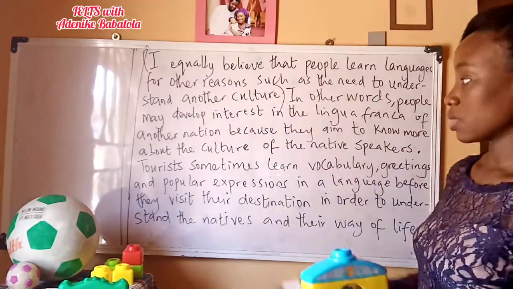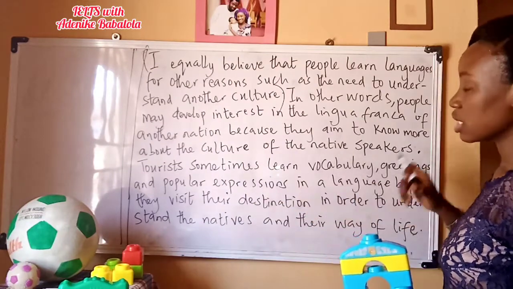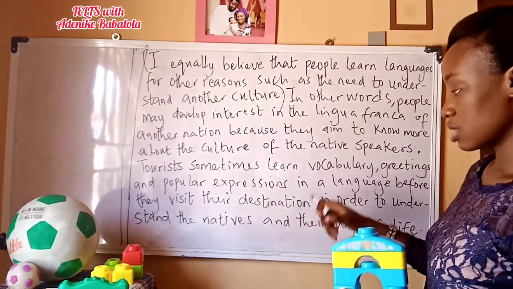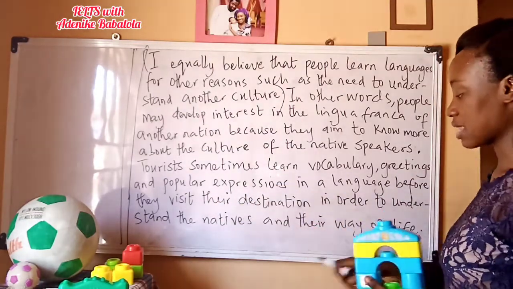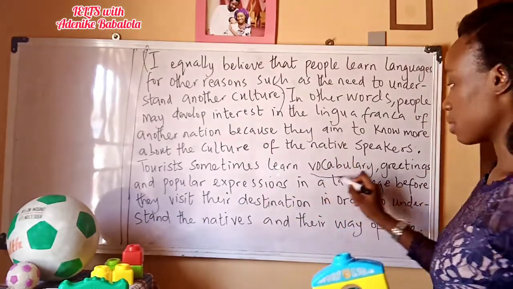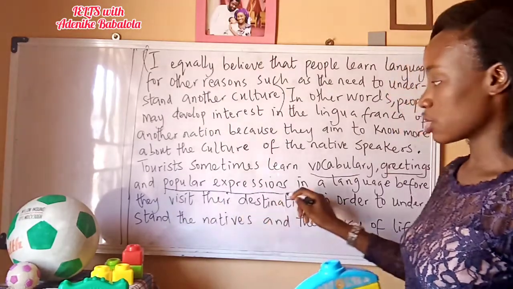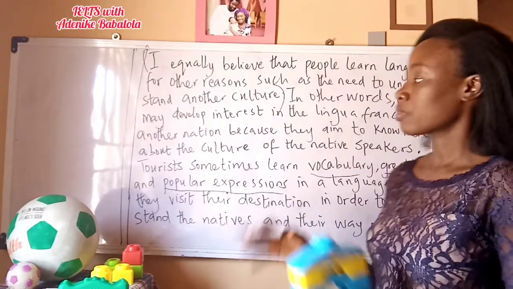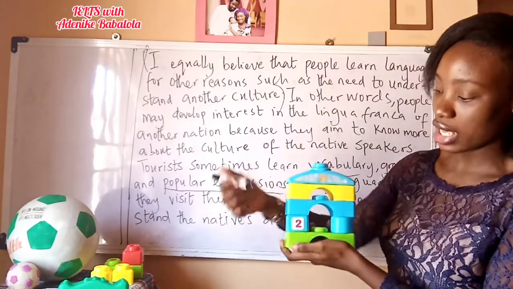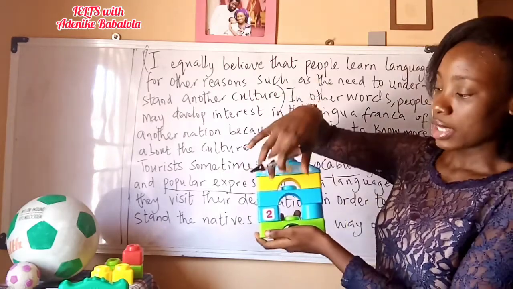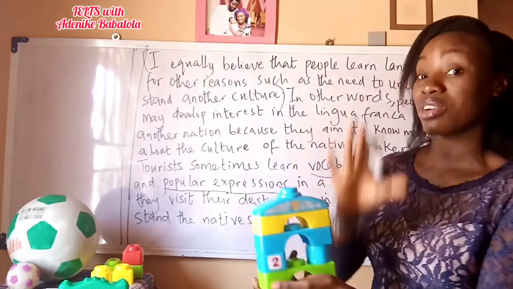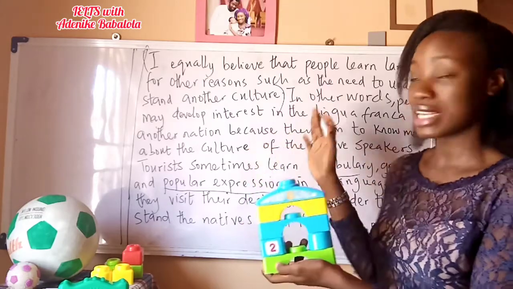Now, let me give you an example. Tourists sometimes learn vocabulary, greetings, and popular expressions in a language before they visit their destination in order to understand the natives and their way of life. Okay, so do you notice how I gave an example here? You see that I mentioned vocabulary, greetings, and then popular expressions. I didn't have to say, for example, and all of that. So this is my view, and as you can see, it agrees with view 2, okay? So already we've written the introduction, view 1, view 2, view 3. Well, view 3 is my own view. That's your opinion, okay? So that's body paragraph 3. Now we want to write the conclusion. Let's take a look at it.